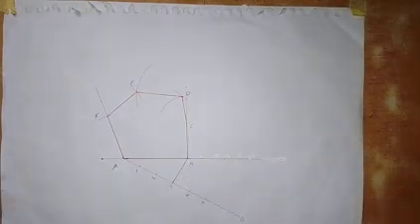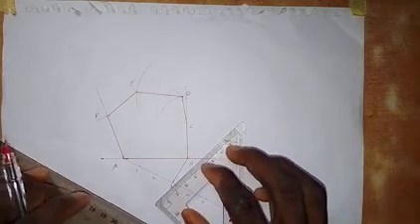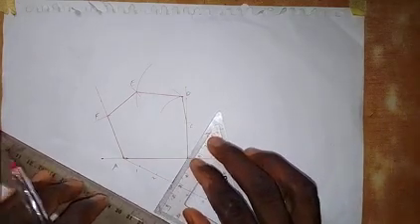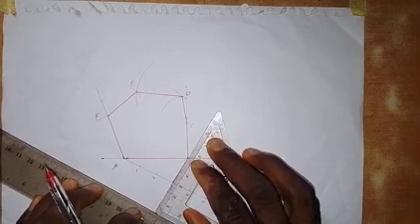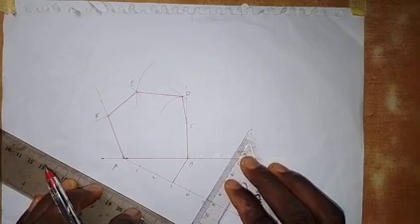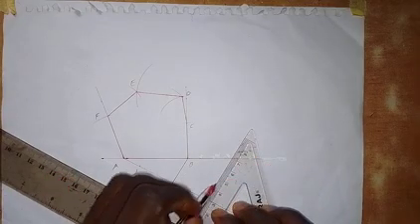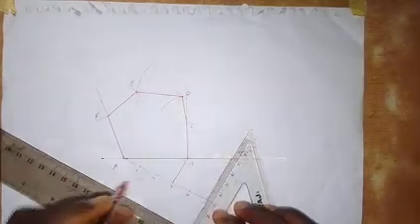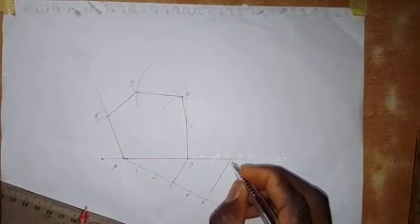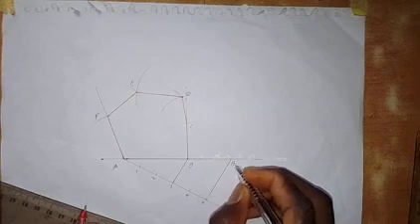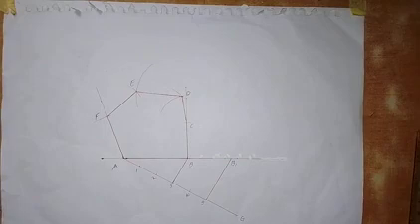Then we take our set square, setting it on this line B3 like this, and supporting it with our ruler. Then we shift it to point 5. Then I will draw this line to meet this line at this point. So this point is the new point B, which is B1.